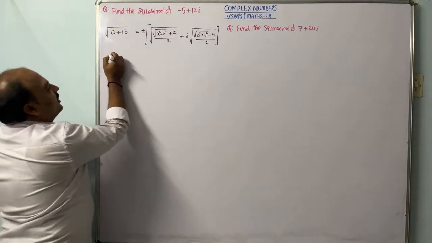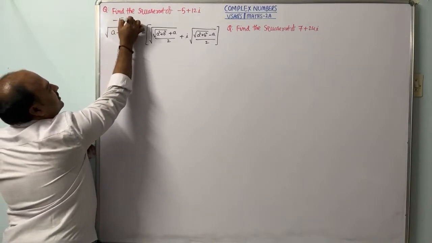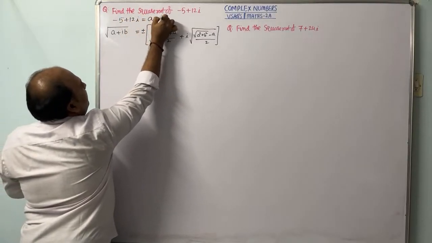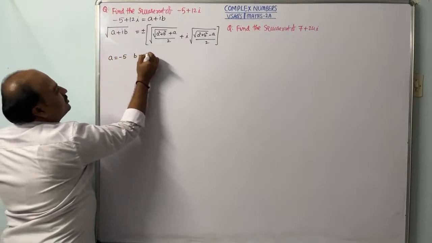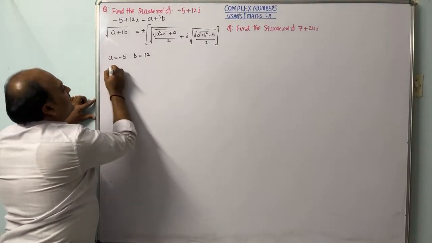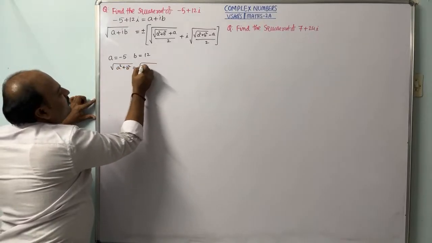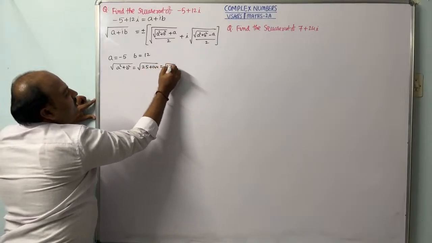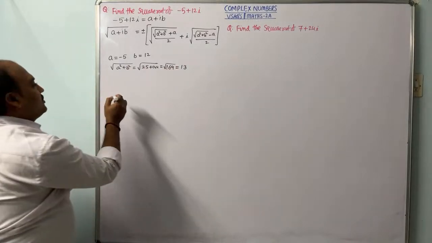According to that, the given complex number is -5 + 12i. Compare with a + ib: a is equal to -5 and b is equal to 12. So calculate root over a square plus b square, which is equal to root over 25 plus 144, which is equal to root 169, which is equal to 13. Now come to the question.